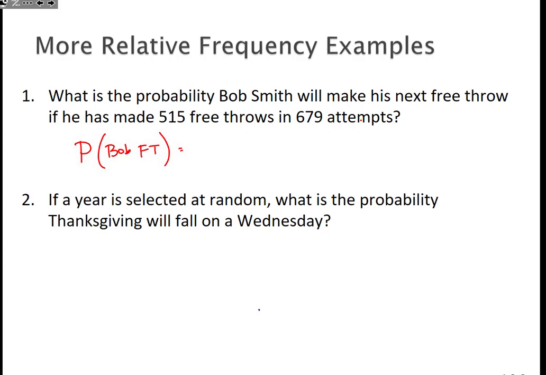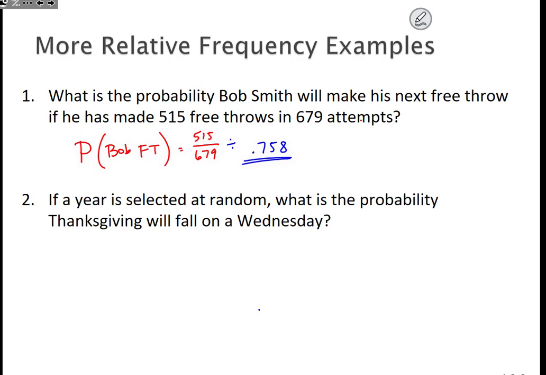But if we use his past data, then we know he has made 515 out of 679. So we've got a fraction, 515 is the part on top, 679 is the total on the bottom. That fraction doesn't mean much to us. Those numbers are not easy to look at, and they actually don't reduce. So this would be one time where we would put it in the calculator, 515 divided by 679 to give us 0.758.